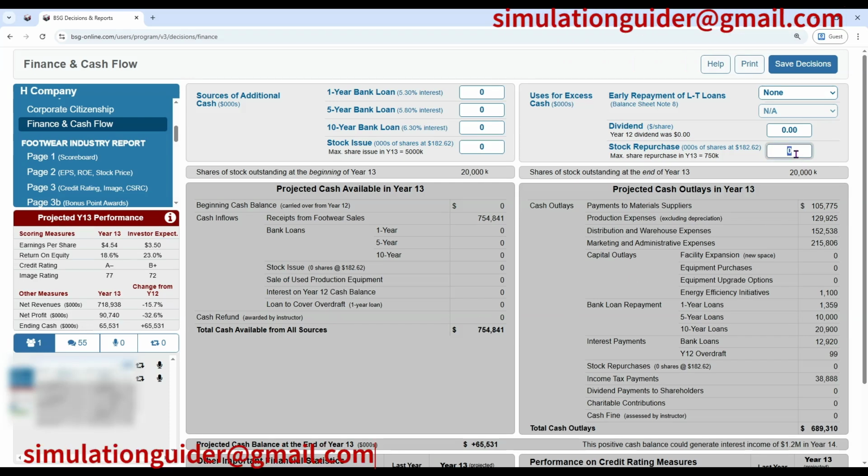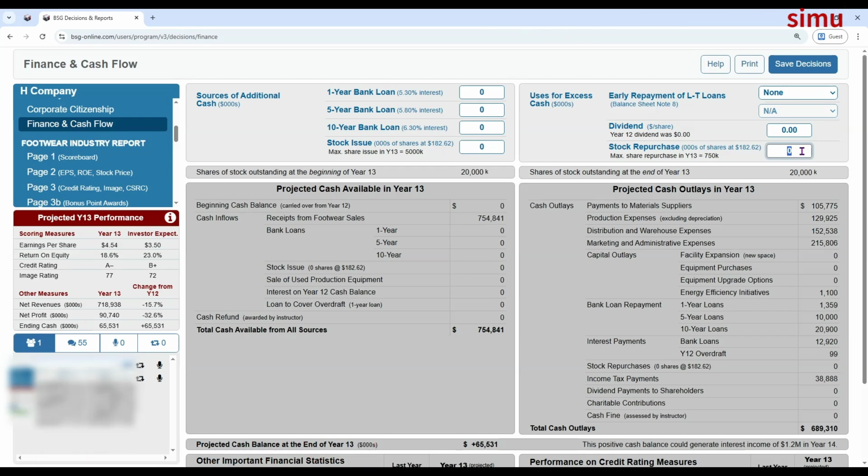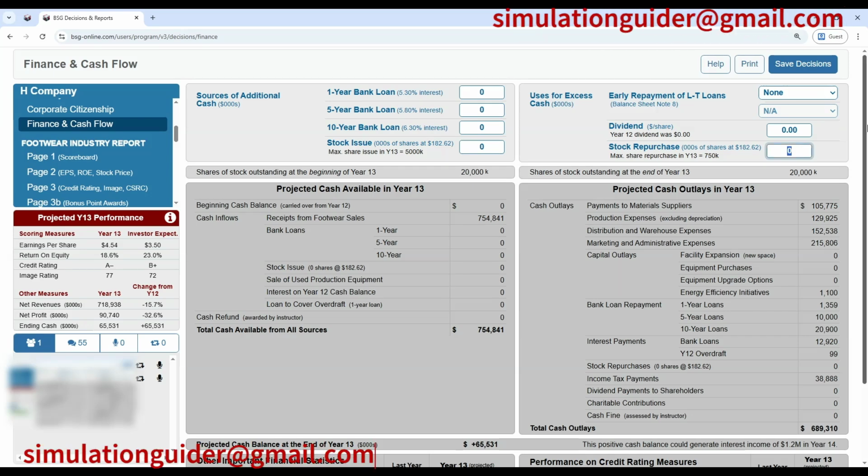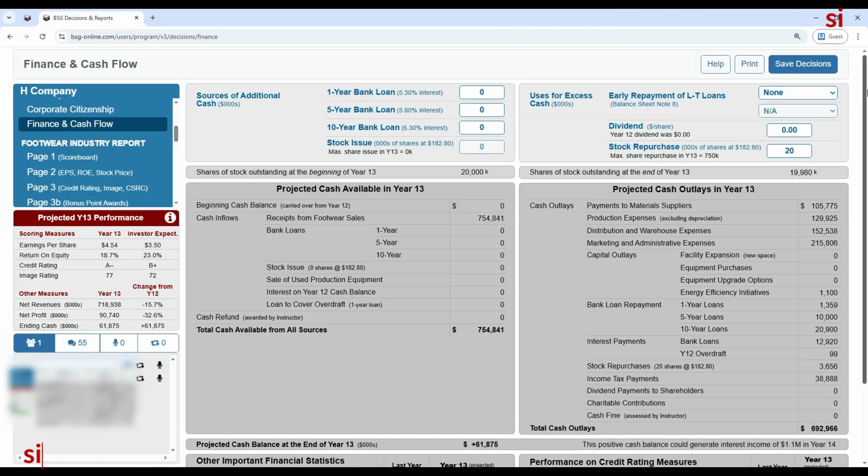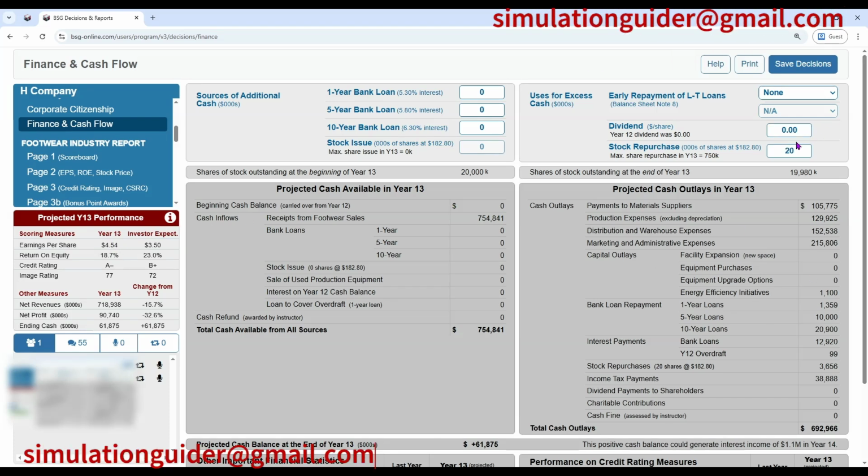So what will you do with the money? For you to not have excess cash in the company, you can decide to sell shares, or maybe to repurchase stock of 20, and you can see that it will increase the EPS a little bit. So it's good for you to cut down on the excess cash that you have by buying shares.